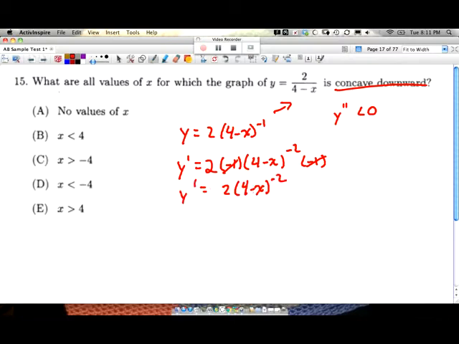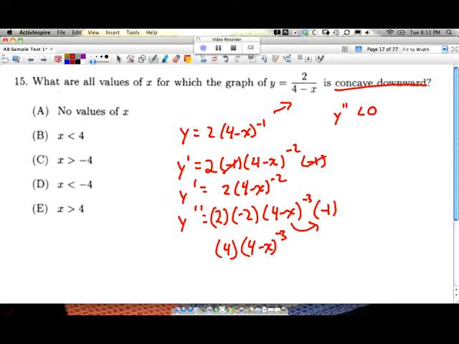I could go ahead and rewrite that as 4 minus x squared in a denominator, but I'm going to take another derivative. So why do that? y double prime equals 2 times negative 2 times 4 minus x to the negative 3. And then don't forget the negative 1, the chain rule from the inside. Alright, so we got negative 1 times negative 2, that's really positive 2, times another 2, that's 4. Okay, so we got 4 times 4 minus x to the negative 3 power. That's our y double prime.